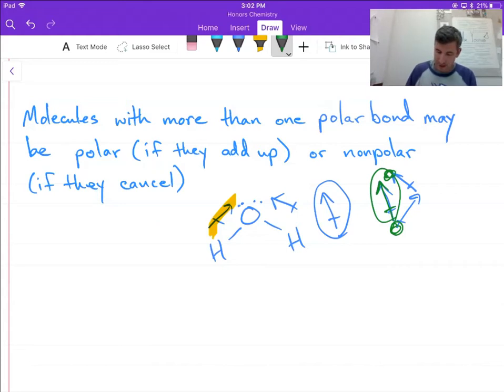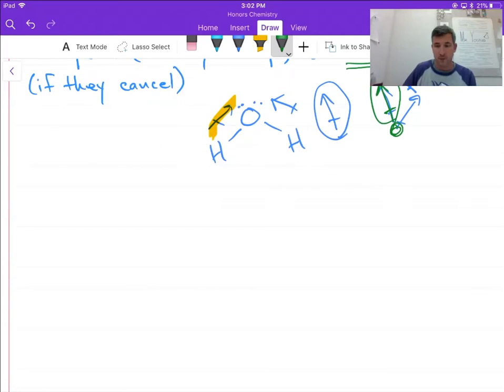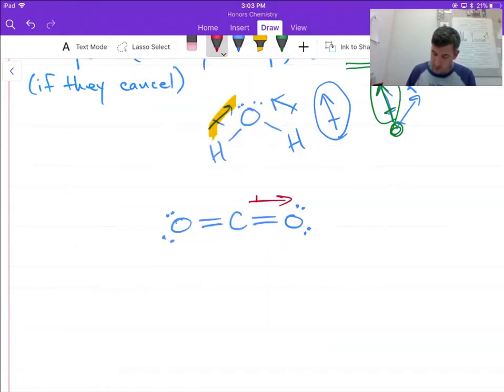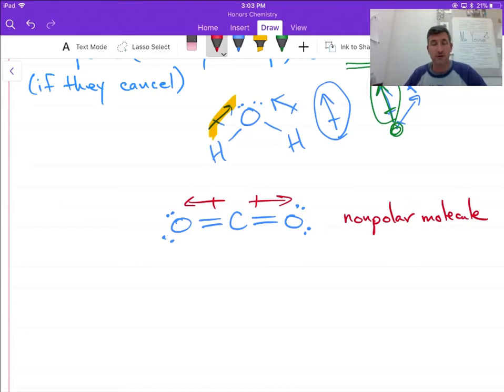They can also cancel out and become a nonpolar molecule. A prime example of that would be carbon dioxide, which is just CO2. Once again, if I look up my electronegativities, carbon is 2.5, oxygen is 3.5. So we're going to end up with dipoles heading out towards oxygen. You've got one that's going east and one that's going west. They're pulling in opposite directions, and so those two opposing forces are going to cancel each other out. So this would be considered a non-polar molecule. Water's polar because its dipoles add up. Carbon dioxide is non-polar because its dipoles cancel out.